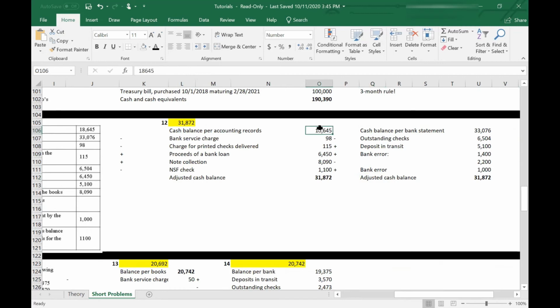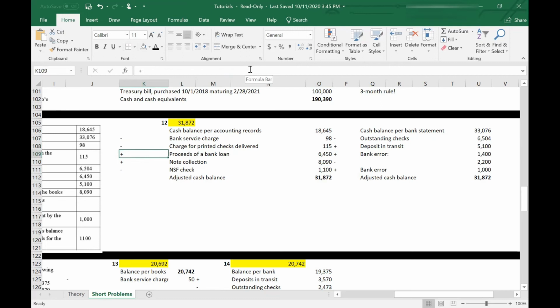So for this video, hindi na natin masyado emphasize yung logical reason because we already discussed this din sa first video natin. So yung bank service charge, of course, hindi mo pa siya na-deduct, so i-deduct mo. Yung charge for printed checks delivered, kailangan i-deduct mo siya kasi hindi pa siya na-deduct.